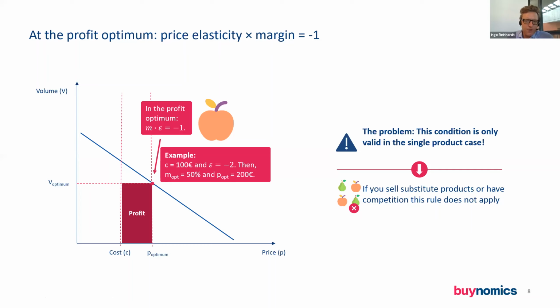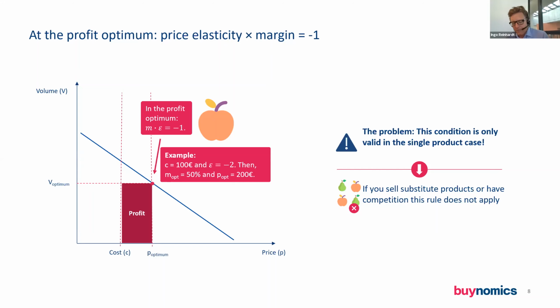If you increase the price of the apple, more people will buy peaches. And the same if a competitor comes into the market who also sells apples or peaches, we will see this example later in more detail, then the optimal price is also not 200 as in this case, because you cannot use this formula anymore.